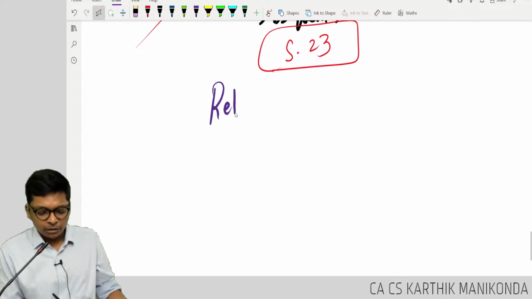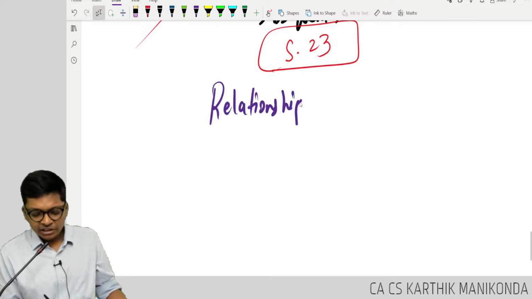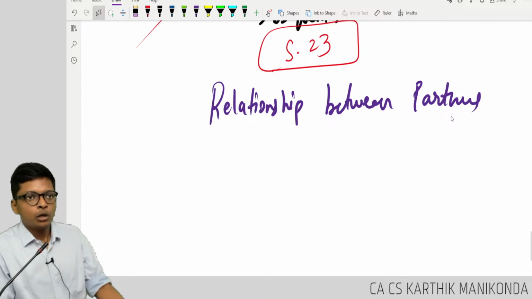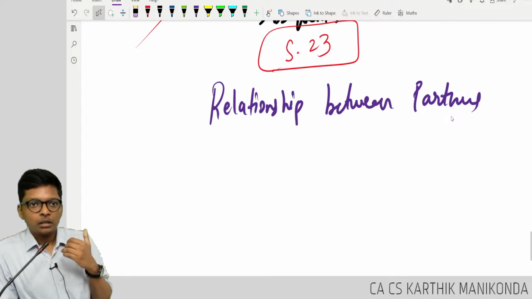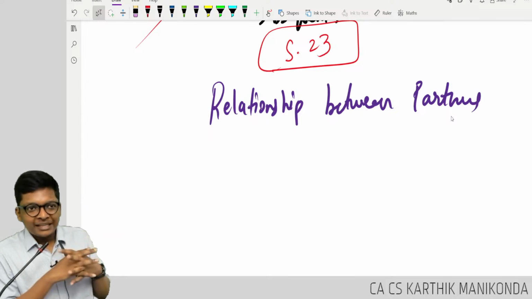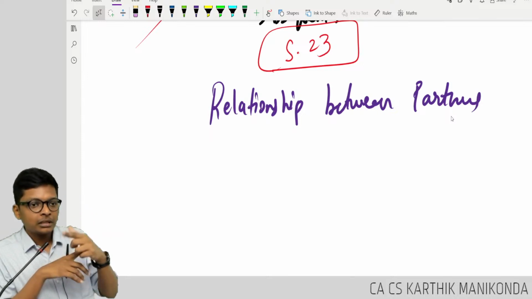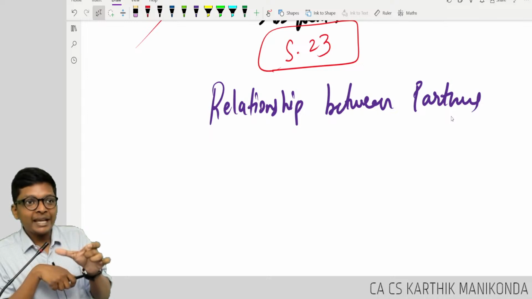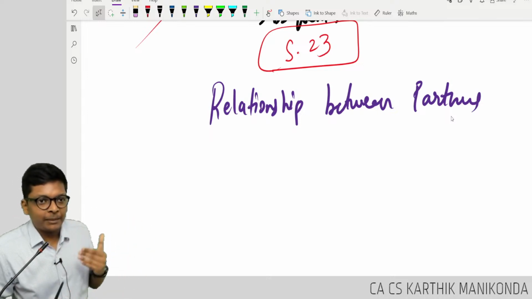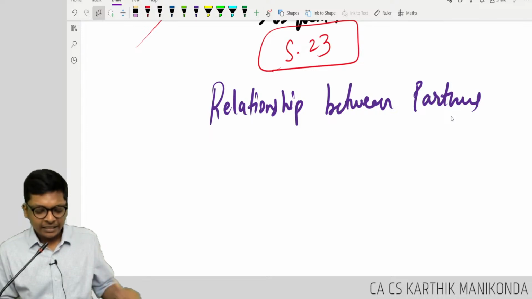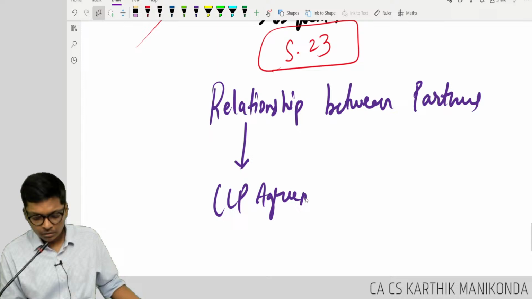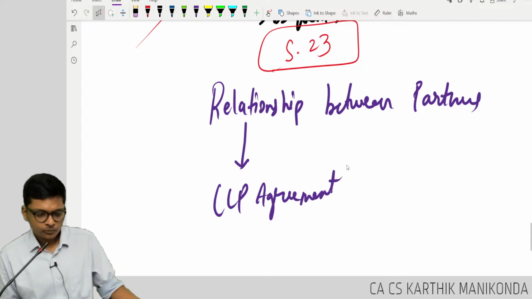Here we don't use the word rights and duties. We call it relationship between partners. What kind of relationship they will have? Among partners, what will you go check? Partnership deed will define the relationship. For a company, AOA and MOA will define the relationship between the company, board of directors and members. Like that here, relationship between partners will be defined where? Very good. Defined in the LLP agreement. Are you following, guys?